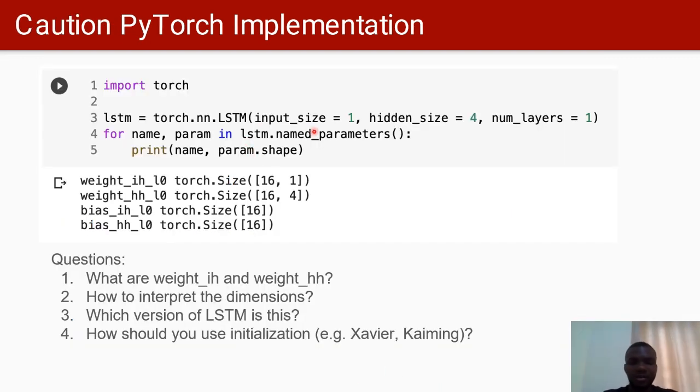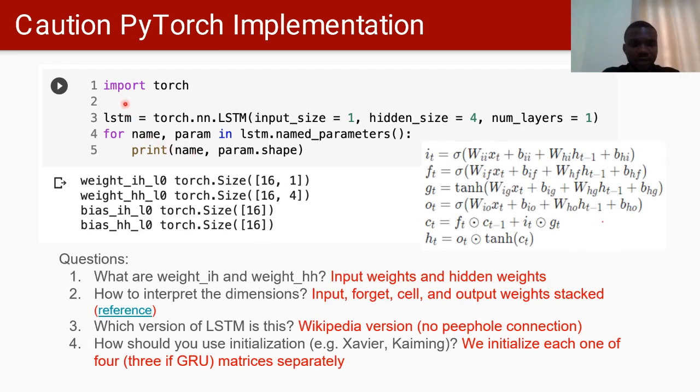So in the previous slide, we discussed how LSTMs are implemented in PyTorch, but it's important to take caution while implementing them, because you need to consider what shape the weights are. What is the shape of the input weight, that's weight IH, or what is the shape of the hidden state weight, that's weight HH, and how do we interpret these dimensions? Also, it is important to know what version of LSTM is being used by PyTorch, and how we go about initializing the weights of LSTMs in PyTorch.